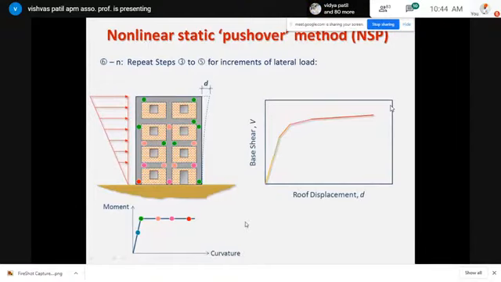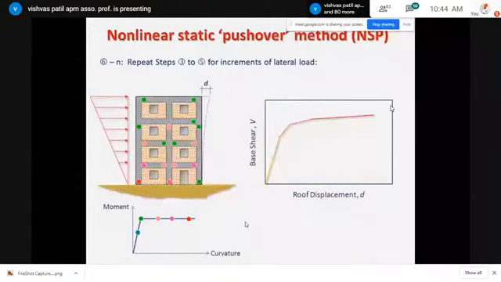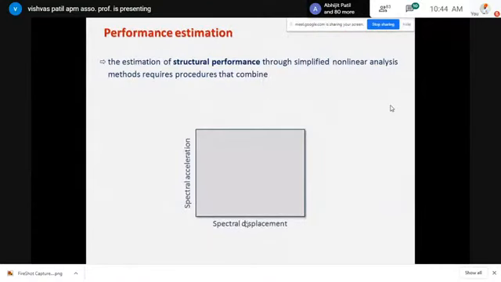Then after performing the pushover analysis, to estimate the inelastic displacement, we require a method called the capacity spectrum method. So this is the performance estimation after that.